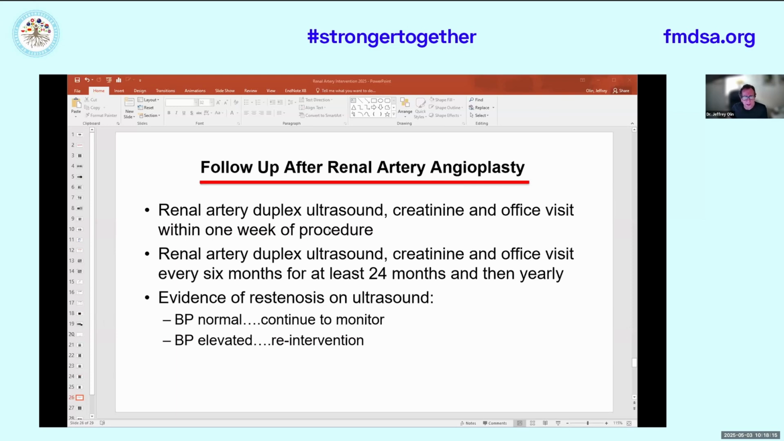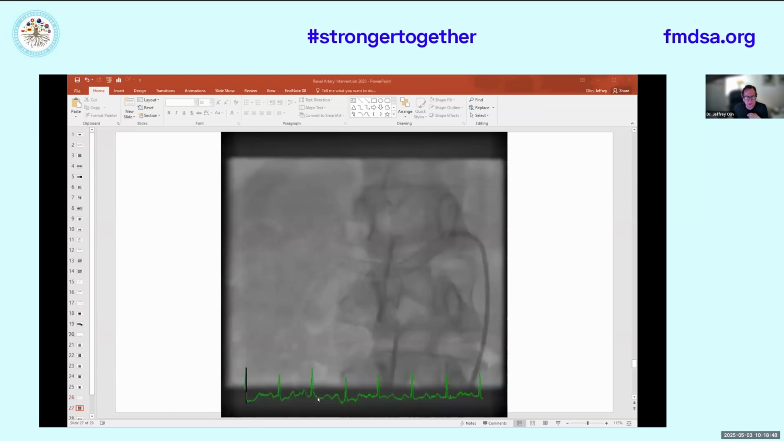So after renal artery angioplasty, we see the patient back in the office for a duplex ultrasound, a creatinine, and an office visit within a week or two. We then do a renal artery ultrasound, a creatinine blood test, and an office visit every 6 months for 24 months, because that's when intimal hyperplasia is most likely to happen. And then we do it once a year. If we see evidence of restenosis on ultrasound, but the blood pressure is normal, we continue to monitor. If the blood pressure is elevated, we re-intervene.